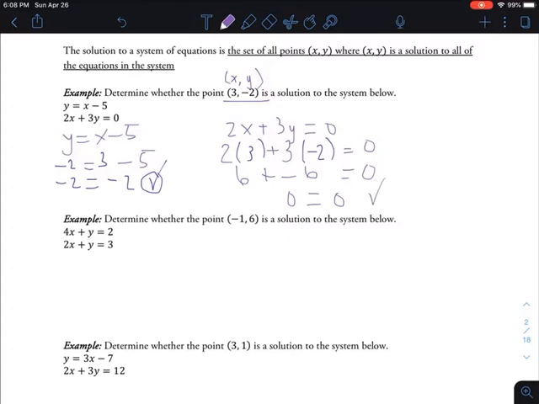So again, that is a statement that makes sense, right? 0 is equal to 0. And if I had come up with something like 0 is equal to 4, that makes no sense at all. So that would not make any sense and would not make a solution. Okay, and so we can conclude that yes, the point 3, negative 2 is a solution.